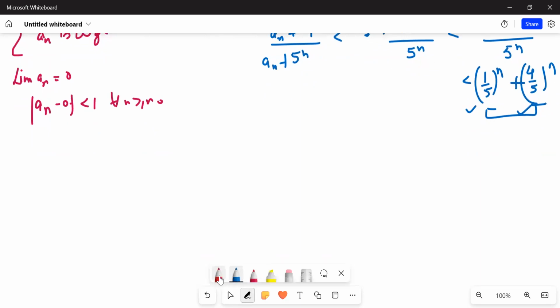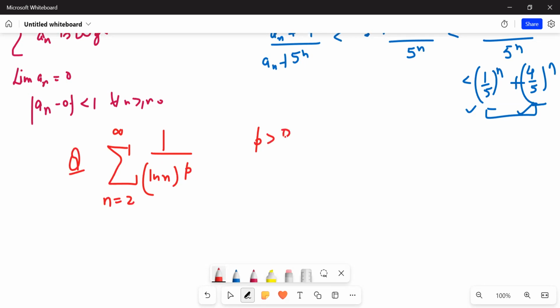Now, just try to do this. What can you say about this? Summation n equals 2 to infinity of 1 upon (ln n) whole raised to power p, with p greater than 0. Is it convergent or divergent?